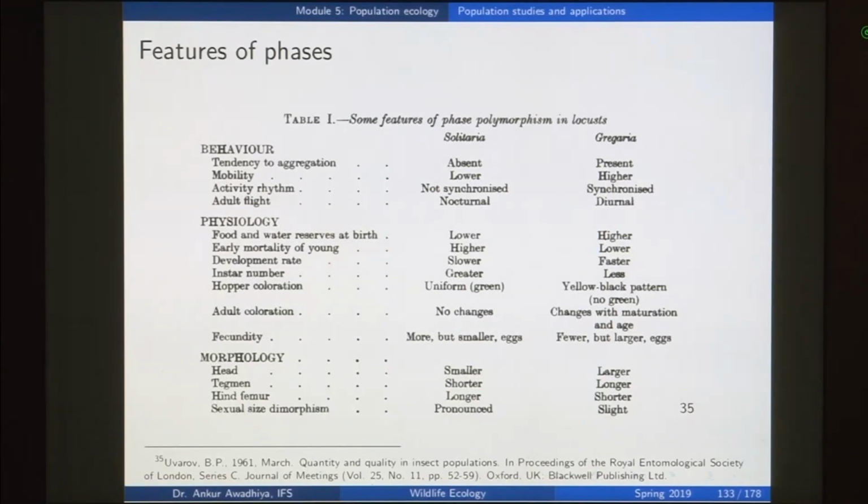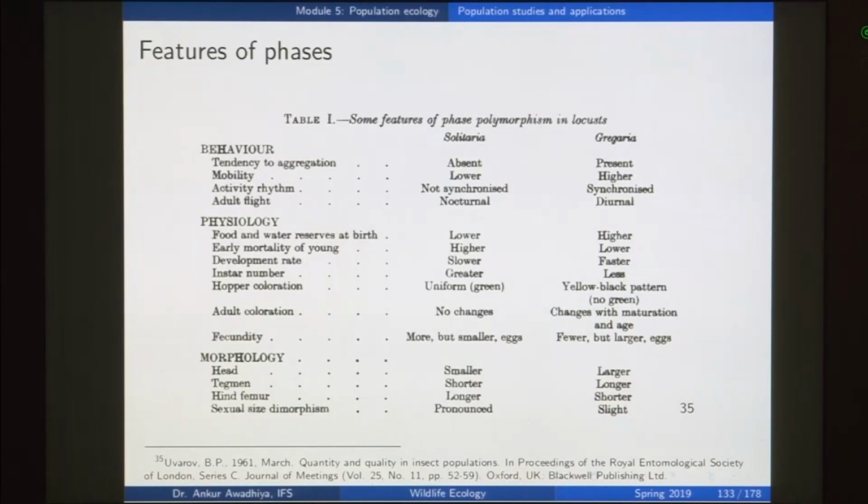Then if you look at the physiology, the food and water reserves in the case of solitary are lower, and they are higher in gregarious. Early mortality of the young is higher in the solitary phase and lower in the gregarious phase. The development rate is faster in the case of gregarious. So, in the case of gregarious, you will have less mortality of the young ones and a very fast conversion into the adults. The number of instars is also less.